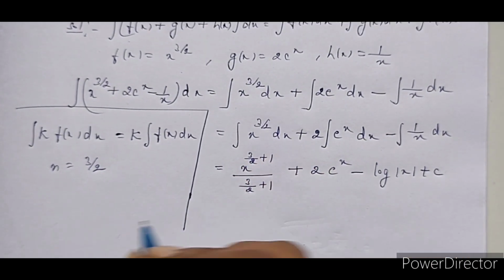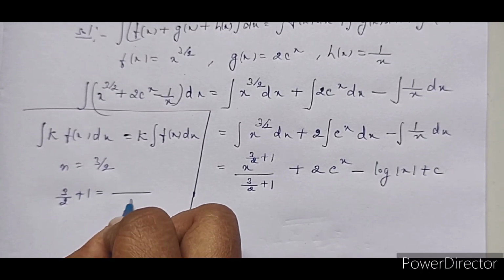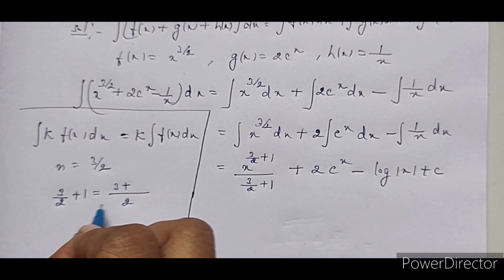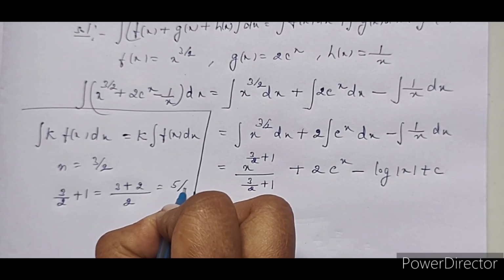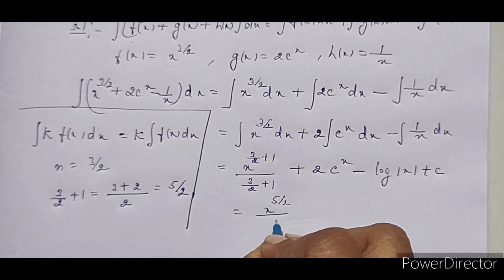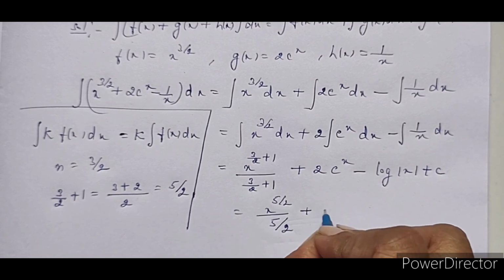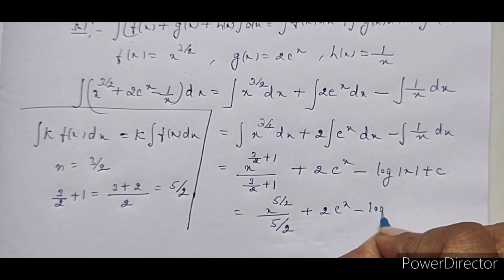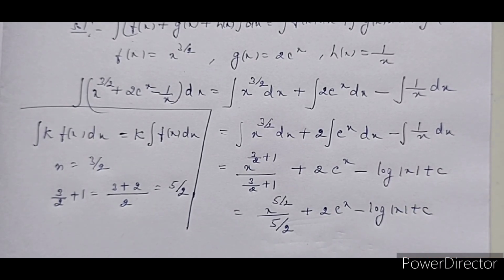Okay, if you simplify 3 by 2 plus 1, 2 is the common denominator, so 2 ones are 2, 3 ones are 3, plus 1 twos are 2, so it is 5 by 2. So it is x to the power of 5 by 2 divided by 5 by 2 plus 2 into e to the power of x minus log x plus the constant of integration c.